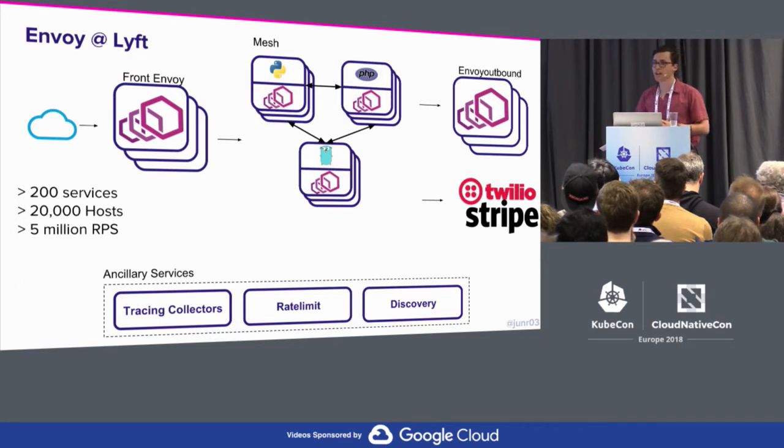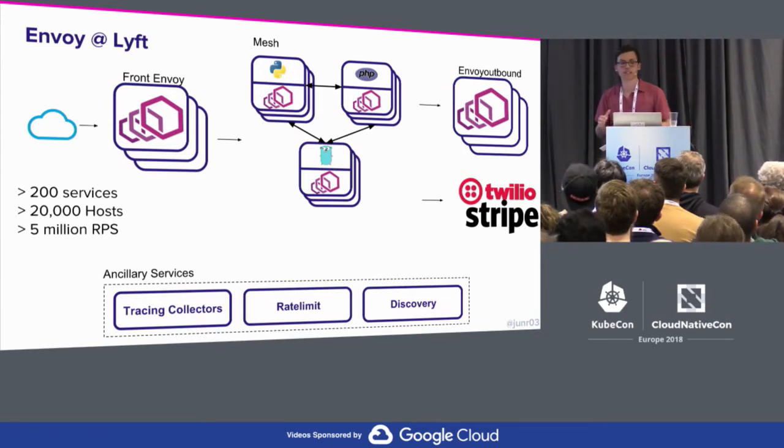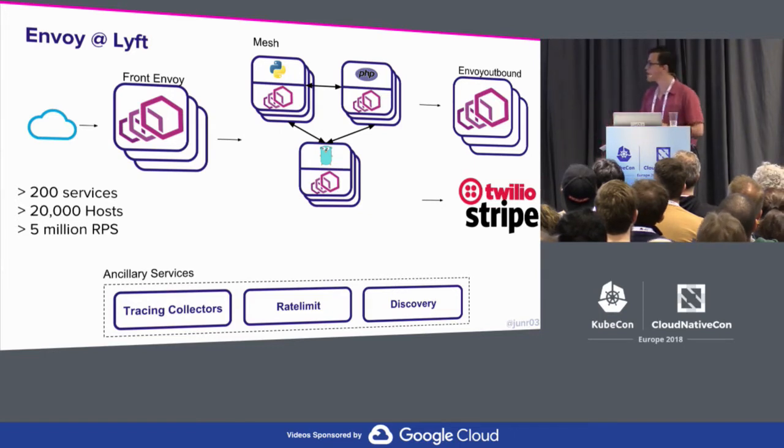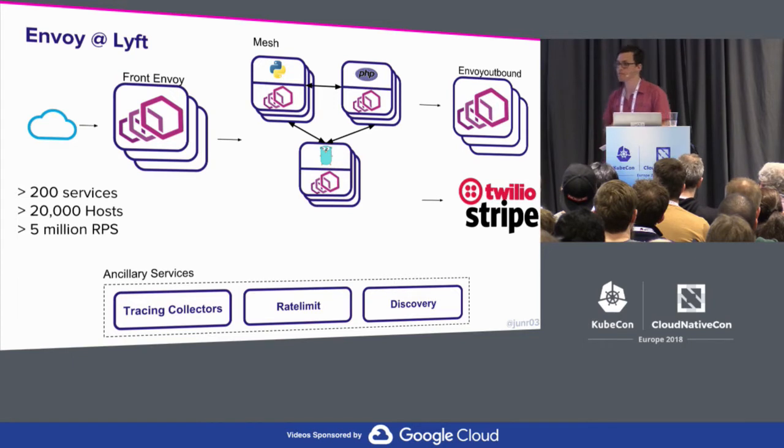It also makes requests out to external partners from the mesh and also via the Envoy outbound cluster that I was talking about. And then the networking team also owns a couple ancillary services to the Envoy ecosystem at Lyft. So we have tracing collectors for our tracing data. We have a rate limiting service. That's what I open sourced last year. And we also have a service discovery service. Kind of a confusing turn of words there, but it just does service registration and service discovery.